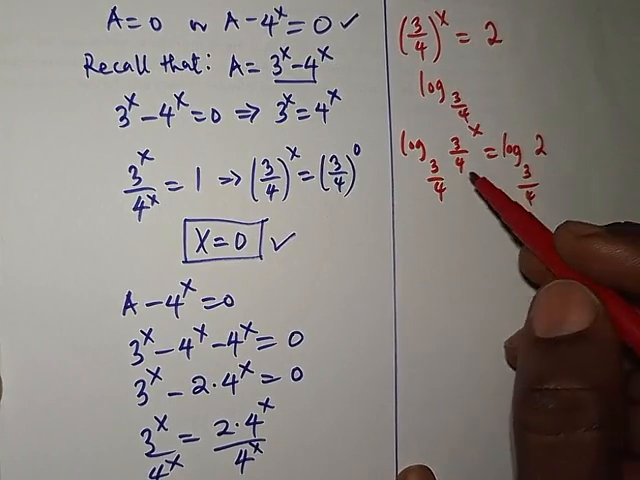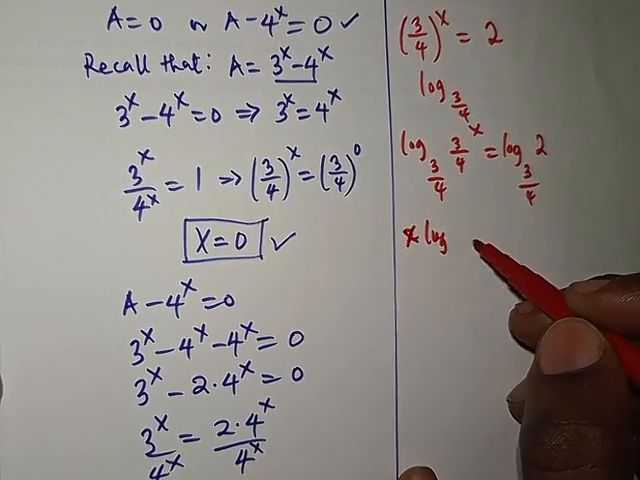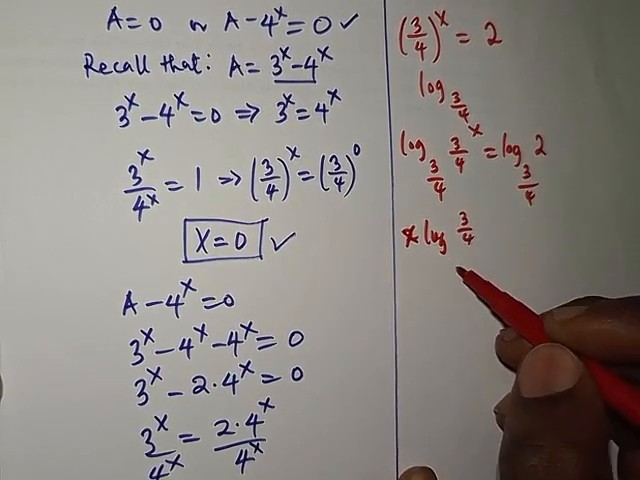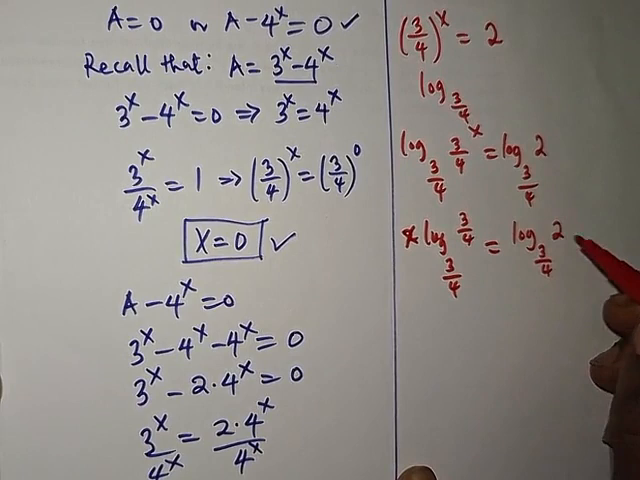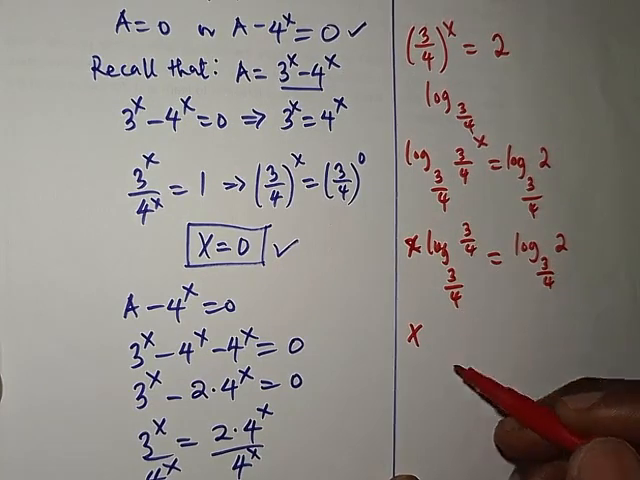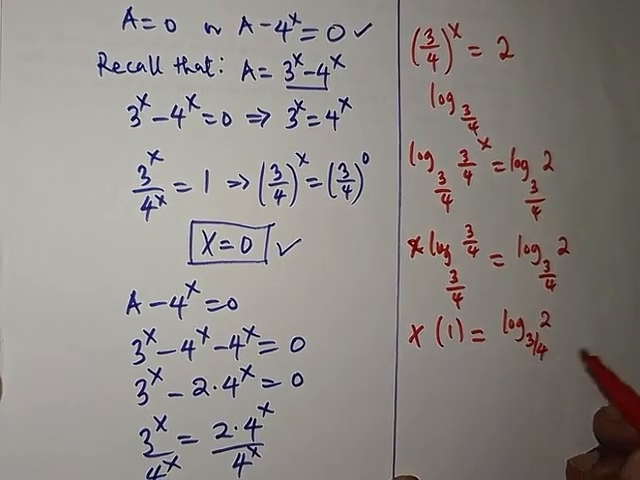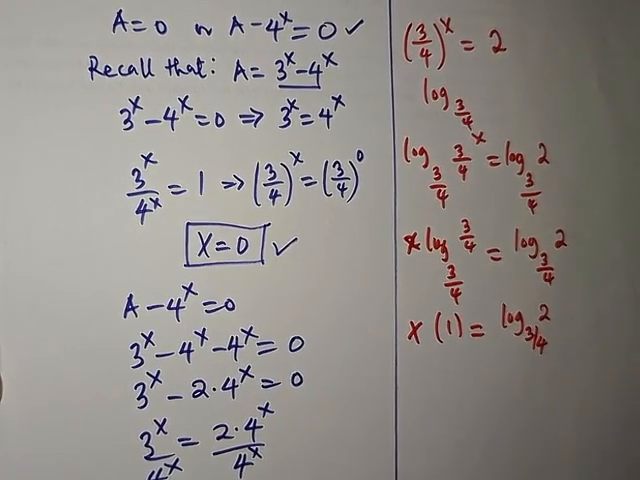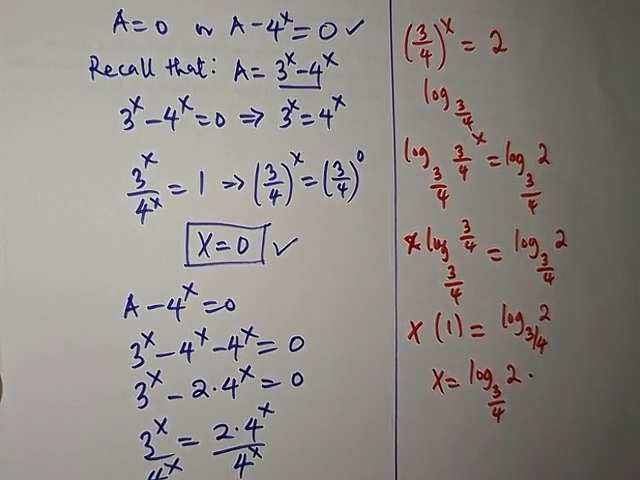So from there, this x will come down. We have x log base 3 over 4 of 3 over 4 equals log base 3 over 4 of 2. So we can see that log base 3 over 4 of 3 over 4 will turn to 1, and we have x equals log base 3 over 4 of 2, and that's the result. That is the solution to the problem. We can leave our answer like this, which is the accurate form of the solution.